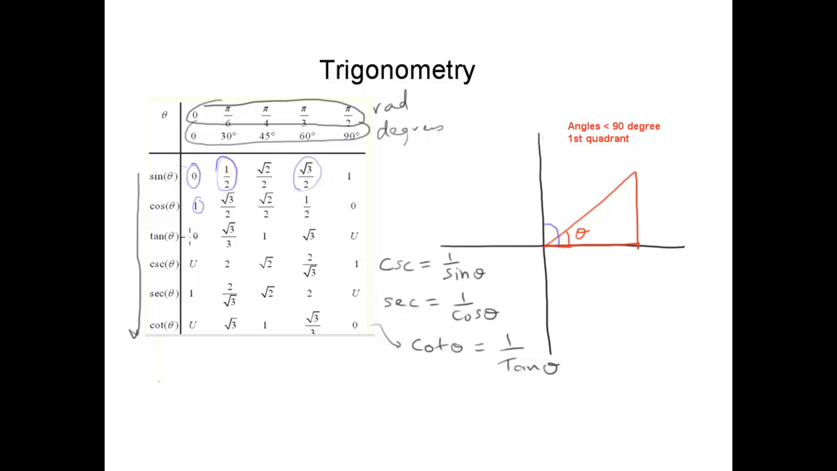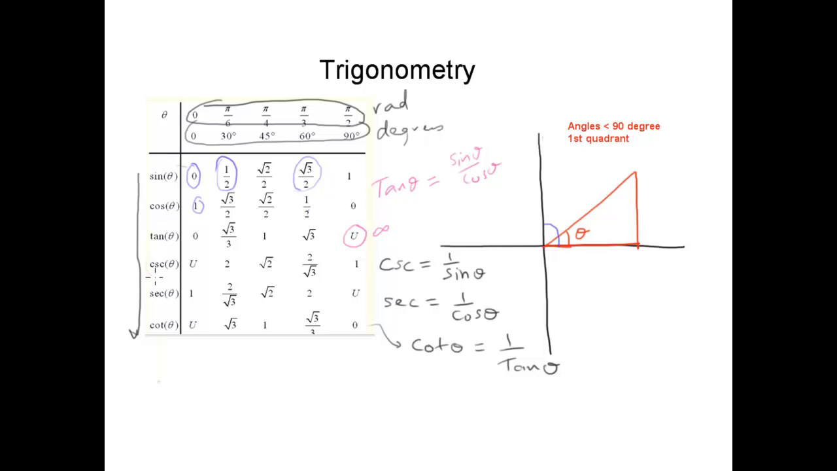Now tan 0 is 0, tan 30 is root 3 over 3, tan 45 is 1, tan 60 is root 3, tan 90 is undefined or infinite. Why is it infinite? Because tan theta is sin theta over cos theta, which you will learn pretty soon. And sin theta is 1, cos theta is 0, so 1 over 0 is undefined.